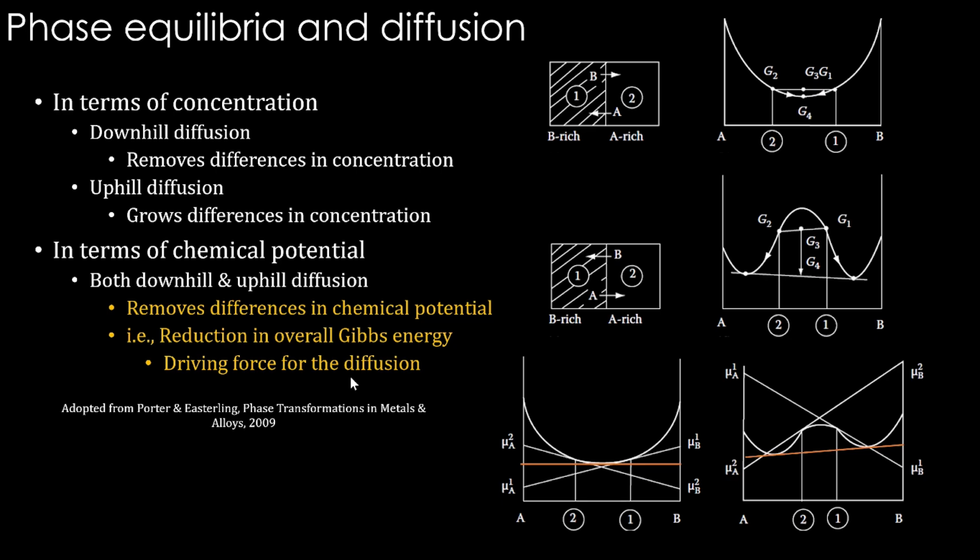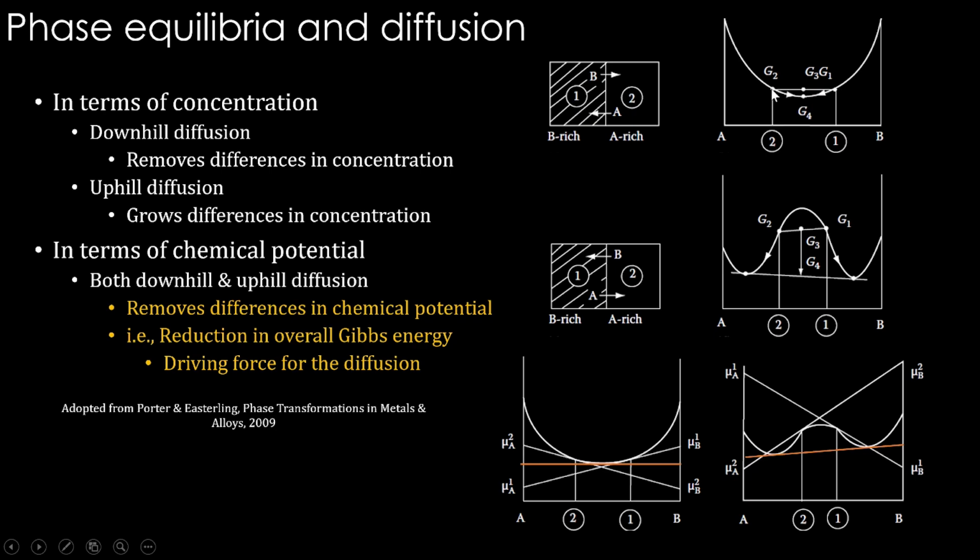And this picture explains it more elegantly. There are two different cases given here. There are two materials, one is B rich, this one is A rich. From the B rich side, B atoms are moving to the right. From the A rich side, A atoms are moving to the left. This is the downhill diffusion scenario. But in the Gibbs energy landscape, this is how it looks.